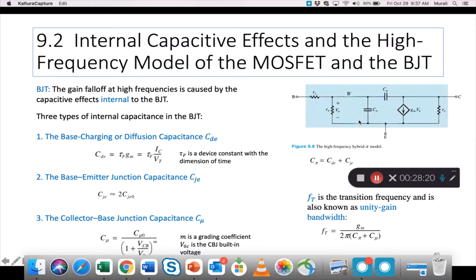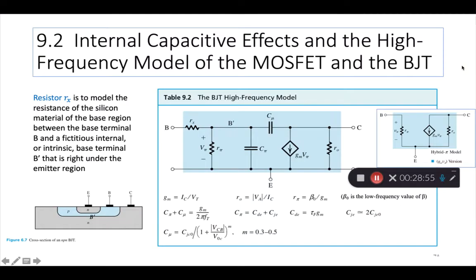Here is the model. Previously we had a simpler model. Now we add these capacitances. There's actually a new term called Rx also that gets introduced. Then finally we have Ft, which is the transition frequency or the unity gain frequency, and that has this formula similar to what we saw for the MOSFET. So this in one slide is a summary of all the BJT stuff similar to what we studied for the MOSFET stuff.